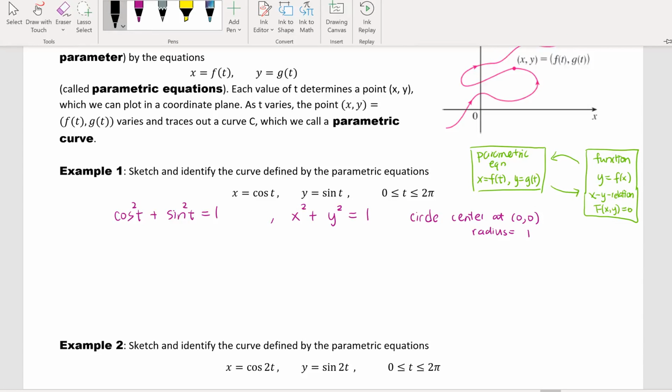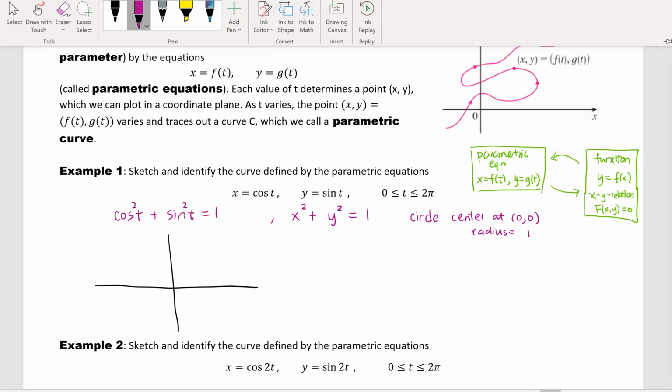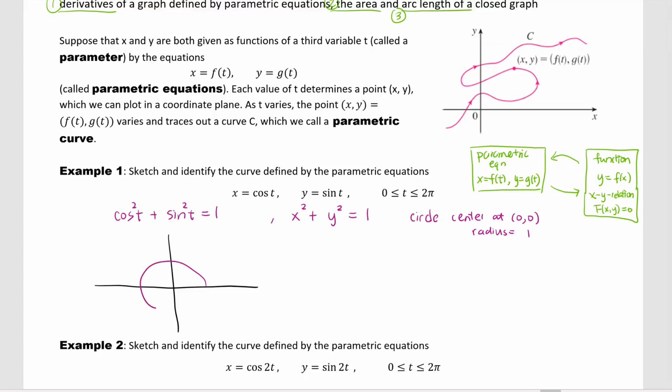So let me draw it. Okay, so this is the unit circle, with points 1, 0, and 0, 1, and minus 1, minus 1. At time t equals 0, where is the point? x is cosine t, so cosine of 0 is 1, and sine 0 is 0. So at t equal to 0, we are at the point (1, 0).